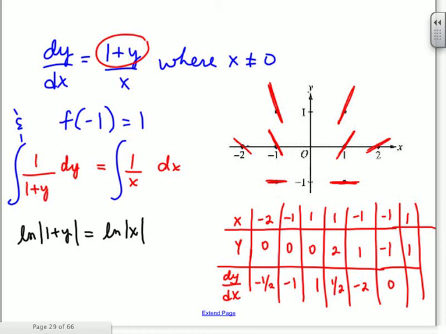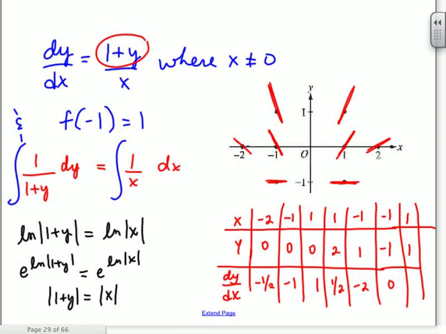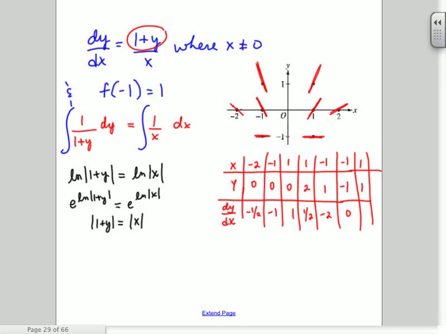We want to solve for y, so I'm going to do e to both sides. So I'm going to have e to the natural log of 1 plus y equals e to the natural log of absolute value of x. So you get absolute value of x equals absolute value of 1 plus y. When you remove the absolute values, you have to write plus or minus. So 1 plus y equals plus or minus x.